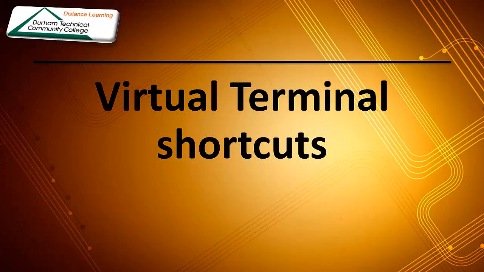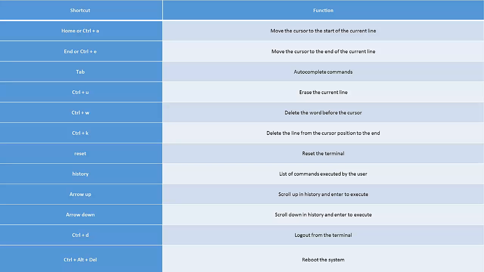Virtual terminal shortcuts. These are some of the shortcuts that you should be aware of while working on the virtual terminal. Home or Ctrl+A will move the cursor to the start of the current line, and Control plus E will move the cursor to the end of the current line. Tab will autocomplete commands. Control plus U will erase the current line. Control plus W will delete the word before the cursor. Control plus K will delete the line from the cursor position to the end.